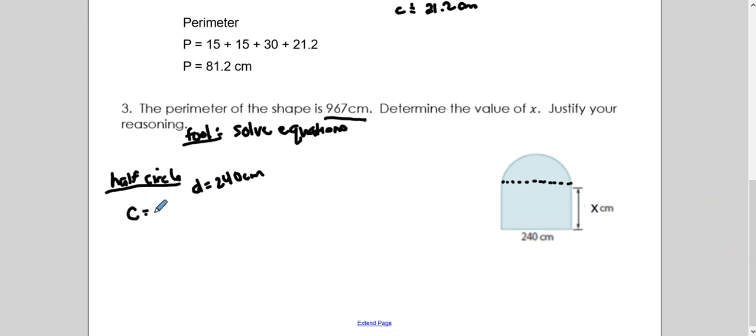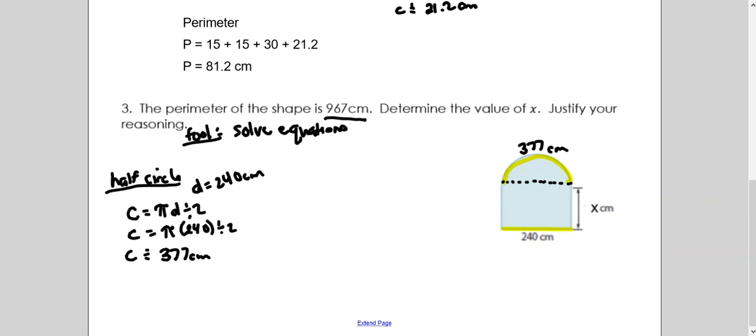So we know if we're doing a half circle, I'm going to divide it by 2 because divided by 2 is taking half. All right, so I'm going to figure that out. So pi times 240 divided by 2. So that is basically 377 centimeters. Pretty close. 377 centimeters.